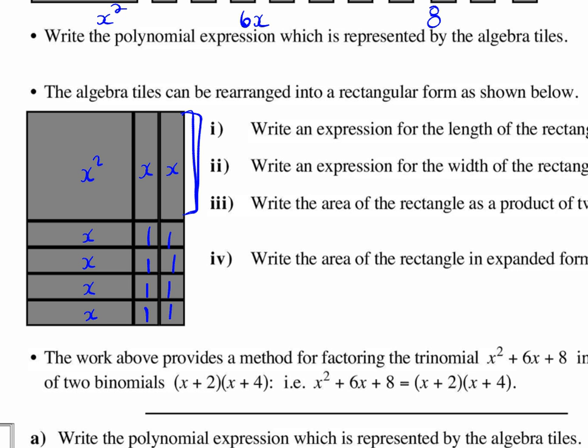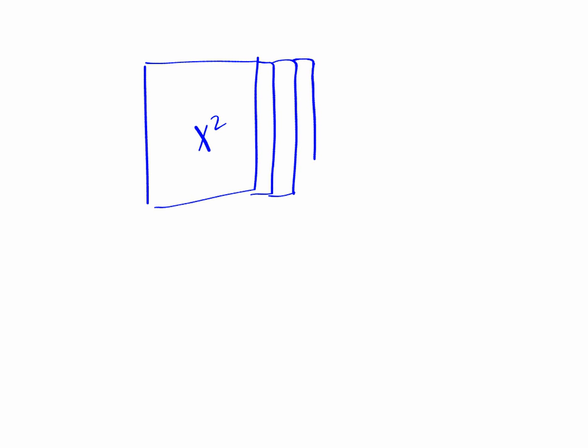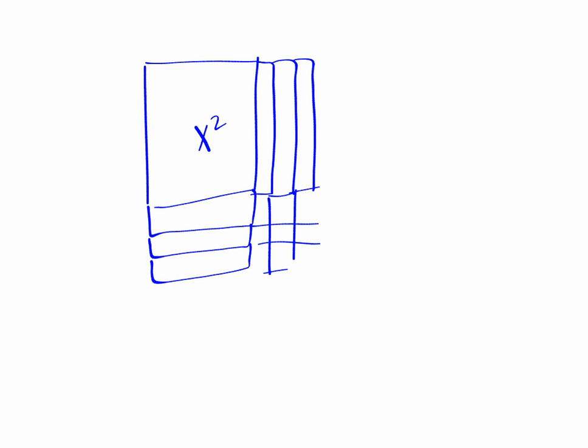Let me show you. So if I put in instead, here's my x squared, and I have a total of 6 x's, right? So what if I put 3 here and 3 here? How many ones would fit in now? 9, but how many do we have? We have 8, so we don't have a rectangle. We'd have 1 missing.